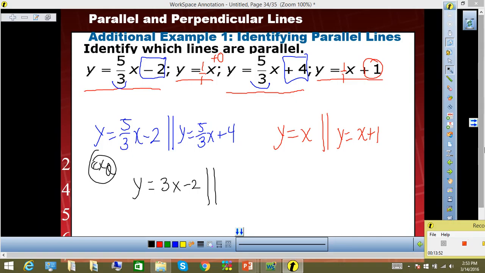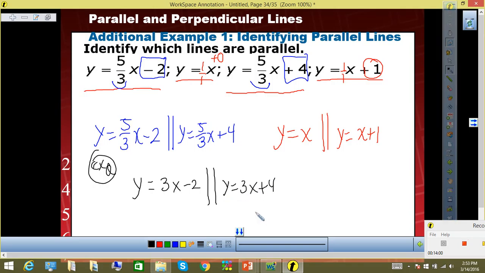Let's see, Gael. What equation is parallel to that one? 3x plus 4. Have you got that? Or do you agree with that? Yeah. Why? Because they have the same slope, different intercept. Everybody understand? Okay. Let's do one more.